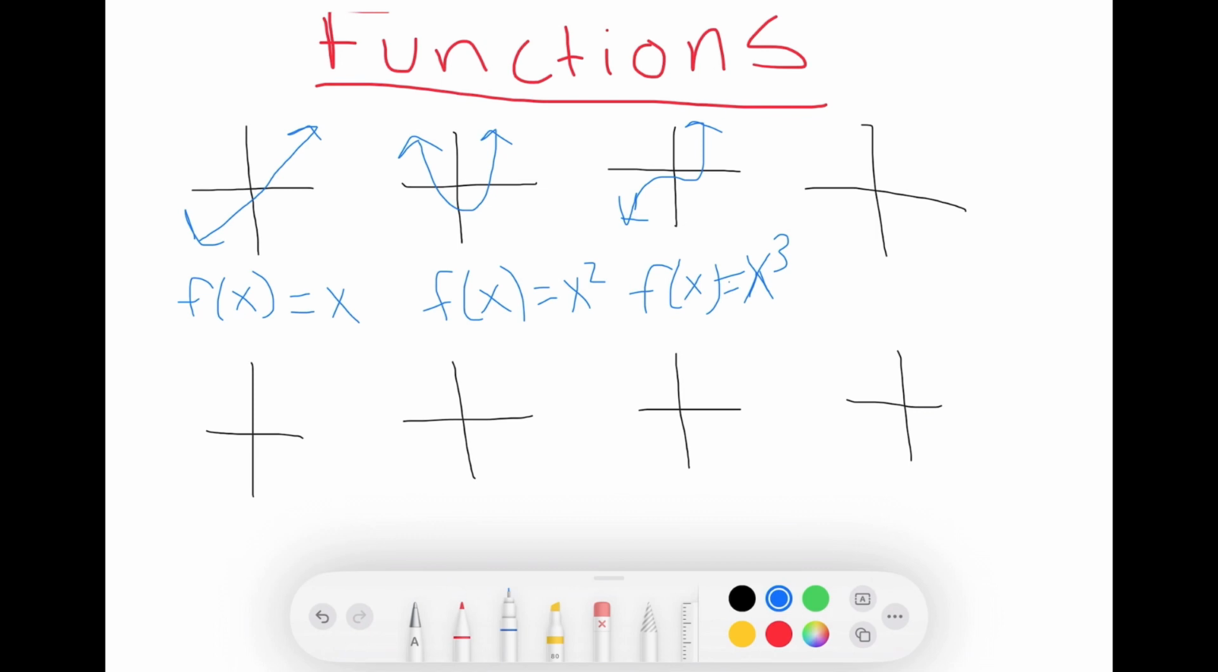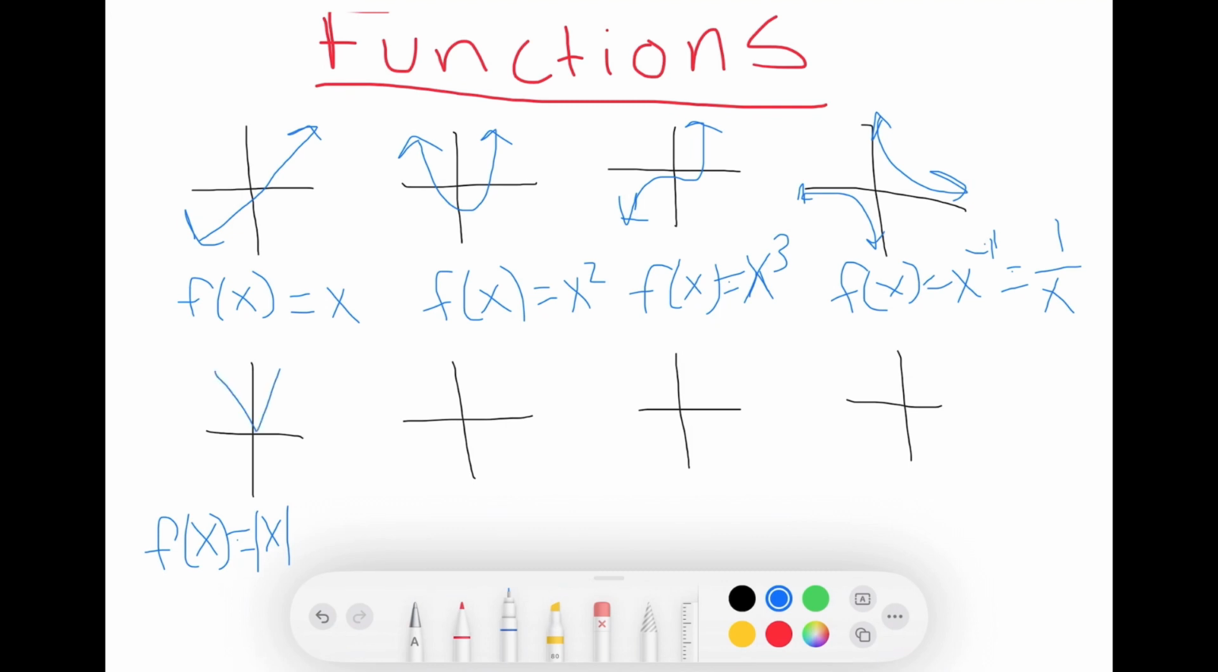Next we have f of x is equal to x to the negative 1, or you could say that it's also equal to 1 over x. In that one, we would look like this. Alright, our next function is the absolute value of x. F of x is equal to the absolute value of x. And that one looks like that.